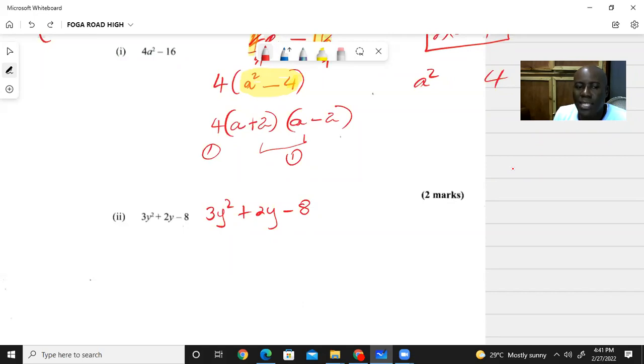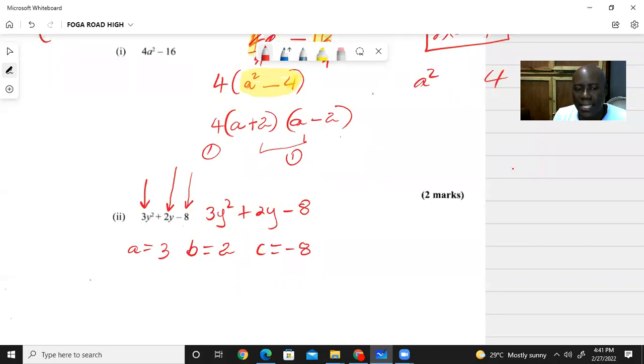Definitely, we're going to have to use the AC method. So it's our responsibility to take out A, which is the coefficient of the square, so it is number 3. B, which is the coefficient of just the y, which is number 2. And C, which is the constant, the number without any letter attached to it. And it's not 8, it is negative 8.